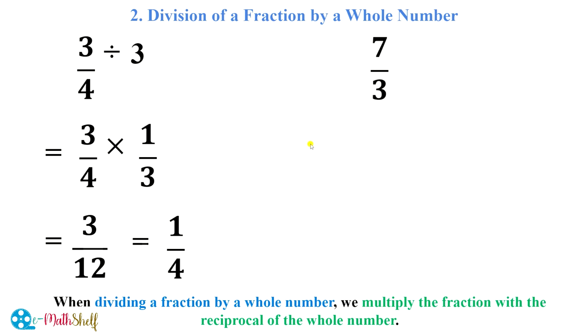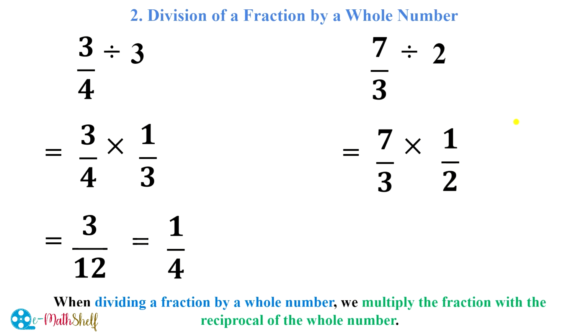Let us take another example. Here I have the fraction 7 upon 3. Now we need to divide the fraction 7 upon 3 by the whole number 2. So we will take the dividend as it is, the fraction 7 upon 3. The division sign will change into multiplication, and now we will take the reciprocal of the divisor, that is the whole number 2. The reciprocal of 2 is 1 upon 2.